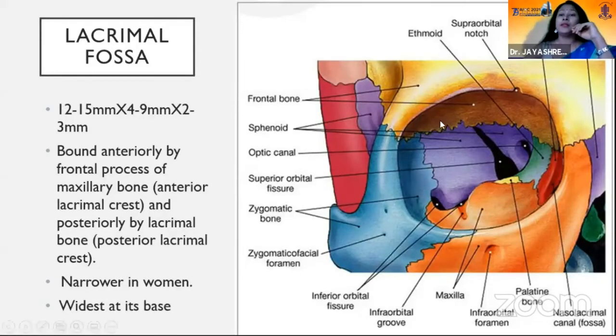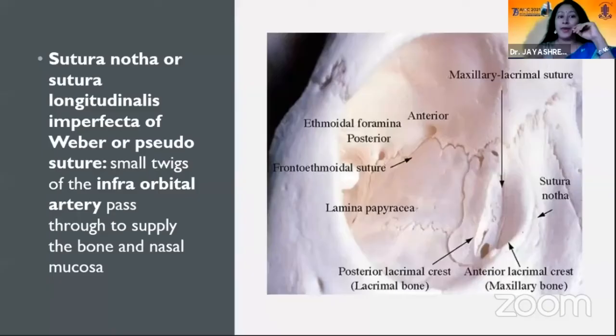Now, another important area is the bones that surround this part. So we have the lacrimal bone. Just adjacent to it, this bluish color is your ethmoidal bone, and in the lower part we have the maxilla. Superiorly, we have the frontal bone. So the lacrimal fossa is bounded anteriorly by the anterior lacrimal crest, which is formed by the maxilla. Posteriorly, we have the posterior lacrimal crest, which is formed by the lacrimal bone. This is narrower in women, and the fossa is widest at its base.